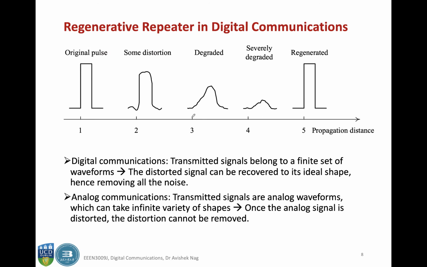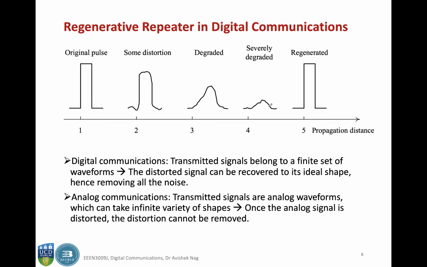Also, in this slide you can see that if you have a digital signal, which is this one, the original pulse, and as it travels through the channel, it gets distorted. There will be some distortion, there will be noise added, as you saw in the last slide, and then the signal itself gets faded as it goes through the channel. It gets attenuated. The amplitude of the signal goes down because it gets weak as it travels through the channel, and then it gets degraded, and up to a point it will get severely degraded.